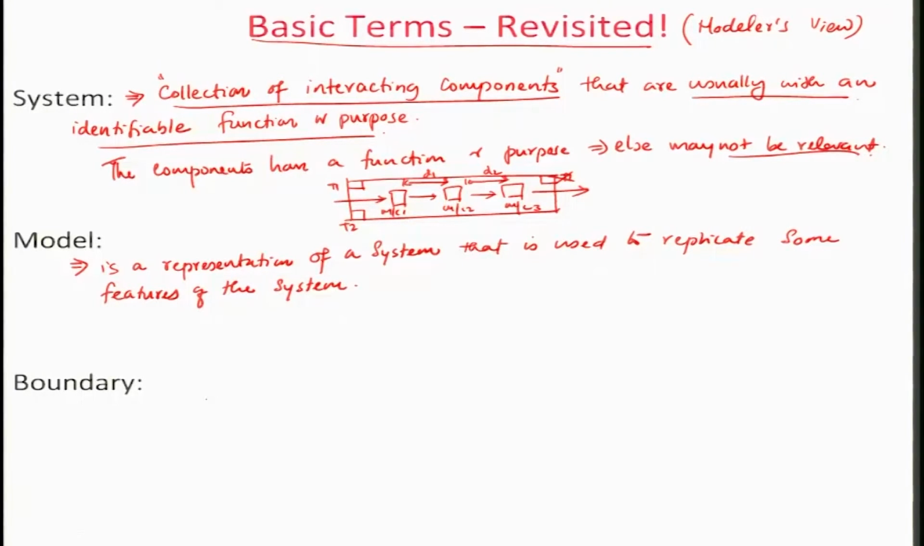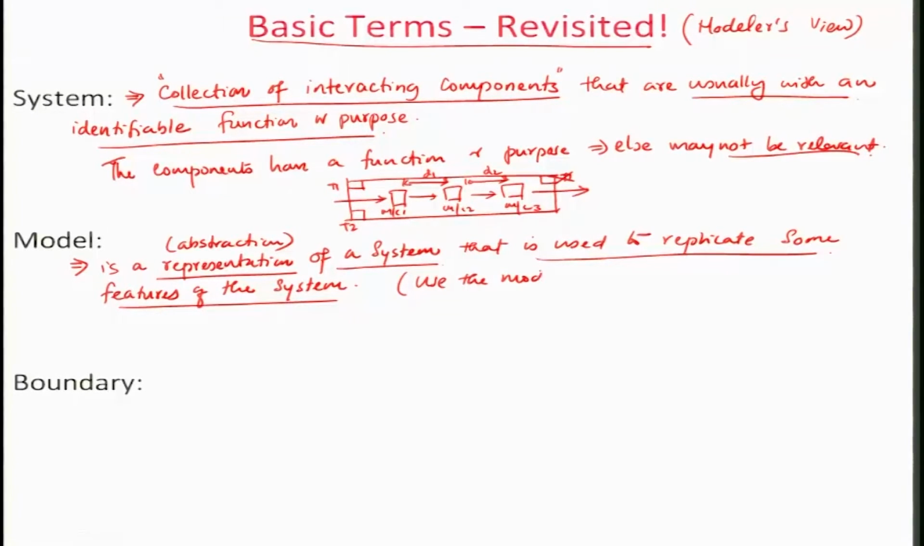Okay. So what is a model in this case? It is a representation, or an abstraction. Some people call it an abstraction, but let us call it a representation of a system that is used. Why do you build a model? Because you want to use that model to replicate some features of the system, or another way, to use the model to study the system. Okay, that is what we talk about as a model in this regard.